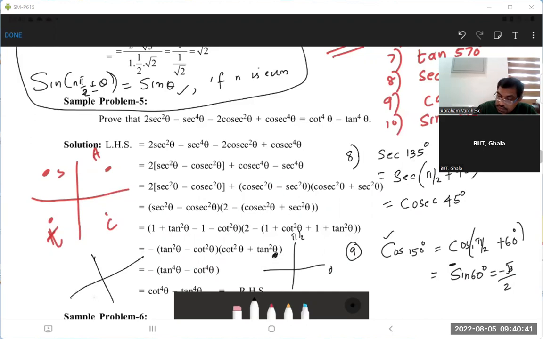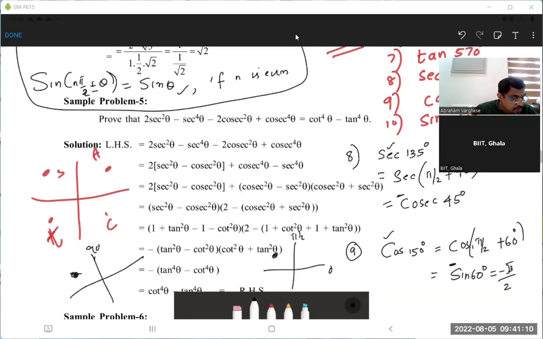So here 90 plus 45 means second quadrant. In the second quadrant, what about the question? The question is sec. Sec is negative in the second quadrant. Therefore, this is minus.